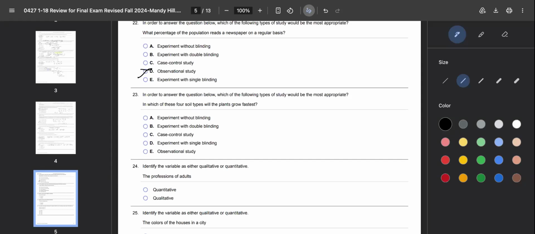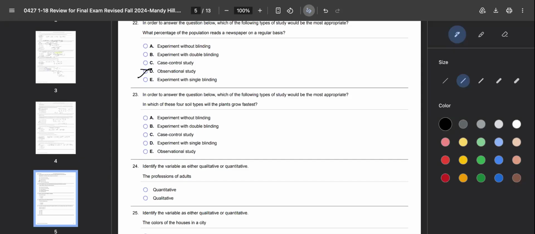So experiment without blinding. If we choose to do experiment without blinding, that means that we know that we're putting these seeds in this particular soil type 1, and then we're putting these seeds in soil type 2, and we're putting these seeds in soil type 3. And we kind of need to know, if we're doing this experiment, which soil type is which. I don't know that we can really mess that up. Sometimes you can mess up an experiment by knowing too much, but in this case, I don't really think you can.